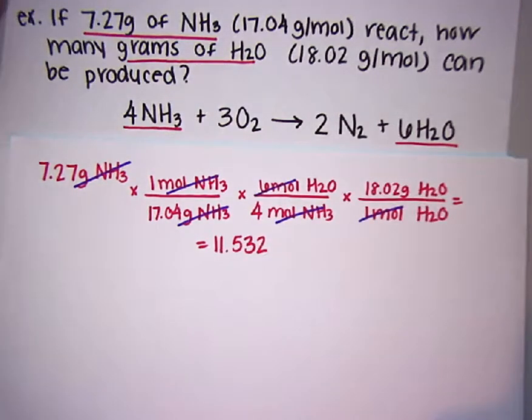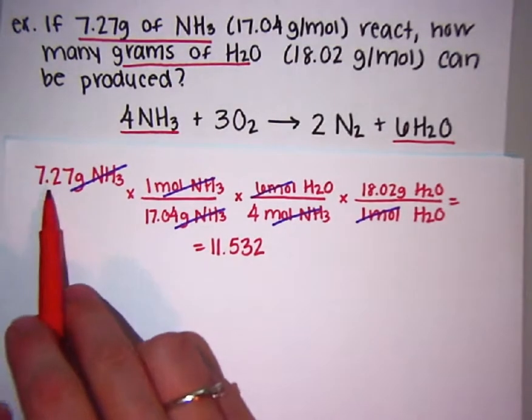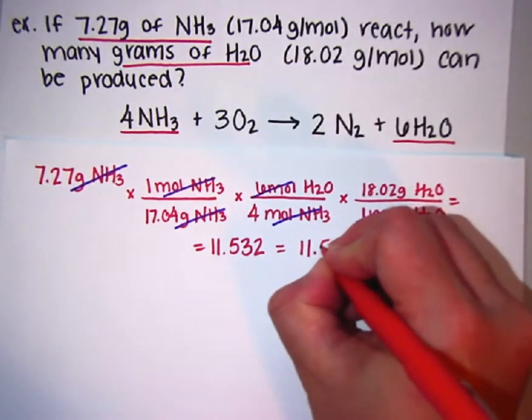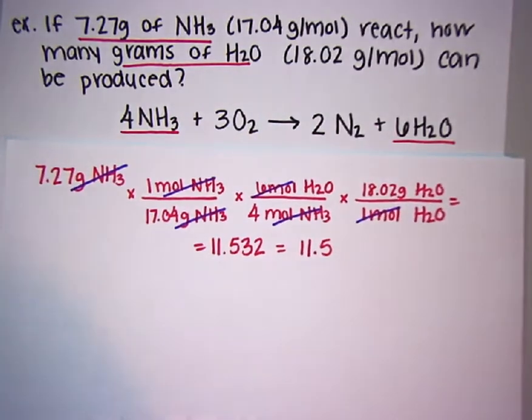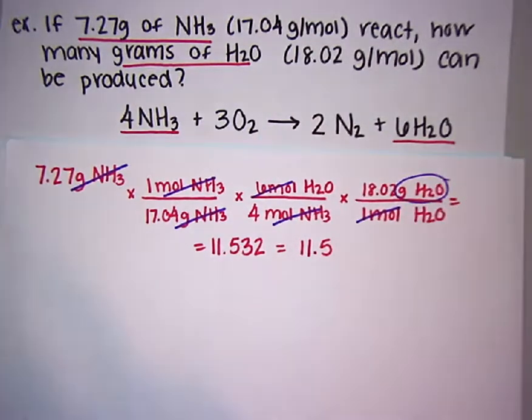We are always, always, always rounding our final answer to significant figures. The given has 3 sig figs, so my answer has 3 sig figs, and my units are grams of water.